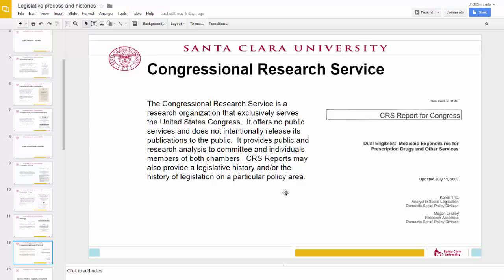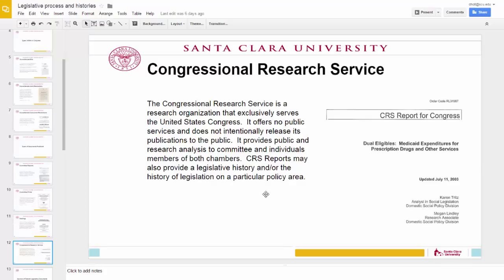The Congressional Research Service is also an invaluable source of legislative intent and the expected result of proposed legislation. The Congressional Research Service is, think of it pretty much as the reference desk for Congress. It does not offer any public services. It works exclusively for members of Congress. It provides analysis to committees and to individuals in both chambers.